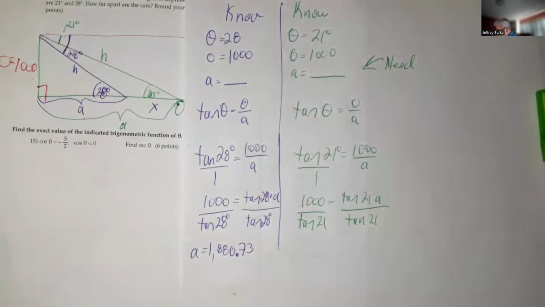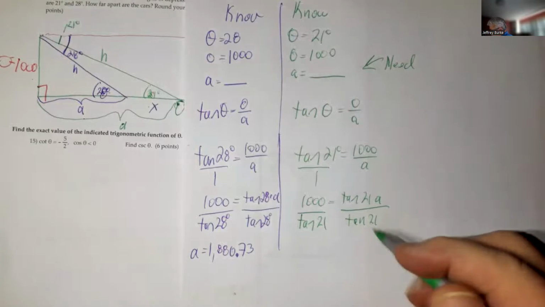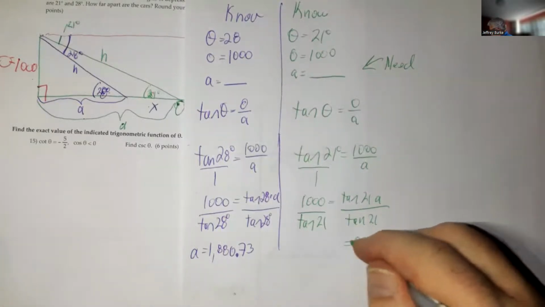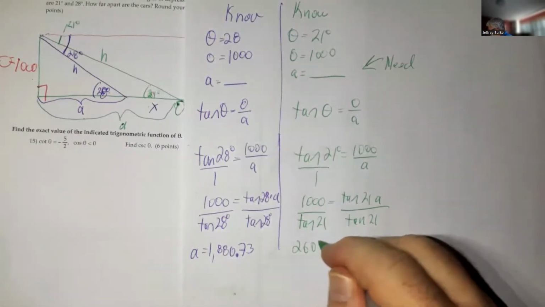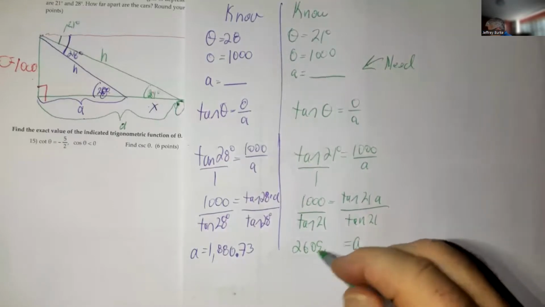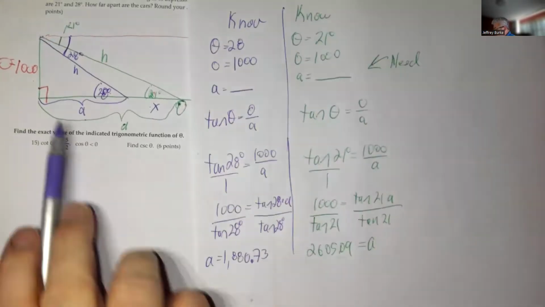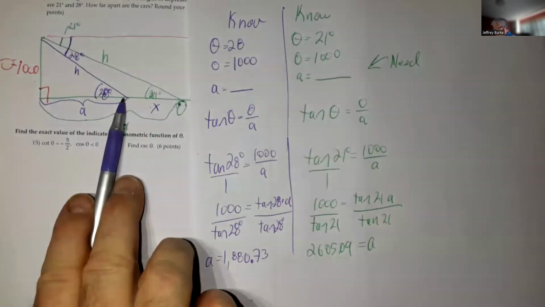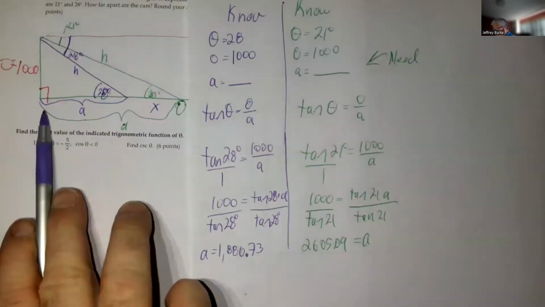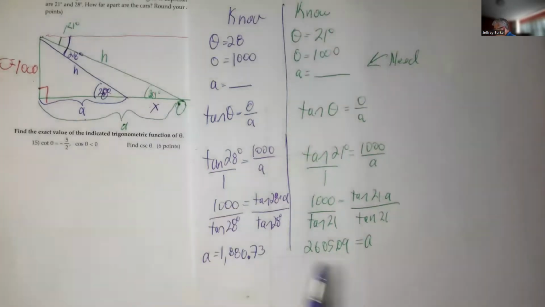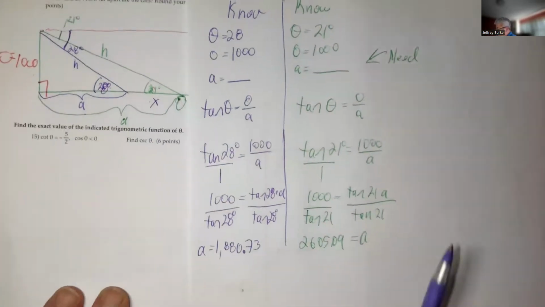So let's see what I get here. So 1,000 divided by... and for this one, I go ahead and I'm going to get for A, that's going to equal 2605.09 feet. So the distance in purple is going to be 1880.73 feet. The distance in green here, this whole thing is 2605.09 feet.